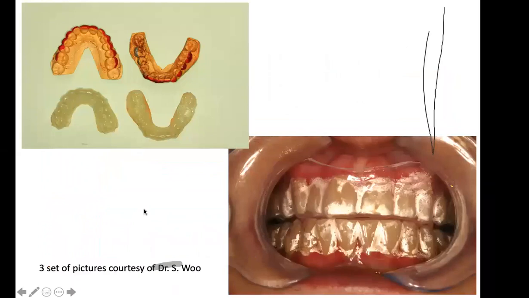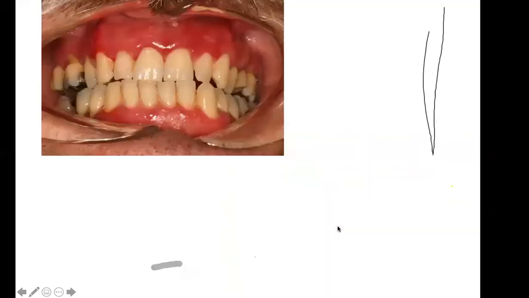So these are pictures from Dr. Sukwu at Harvard. And so these are some trays that have been fabricated in patients with erosive lichen planus. It typically affects the attached gingiva. So you fabricate these trays to go all the way up to the mucogingival junction, and you put the gel formulation inside these trays and ask the patient to wear these trays.